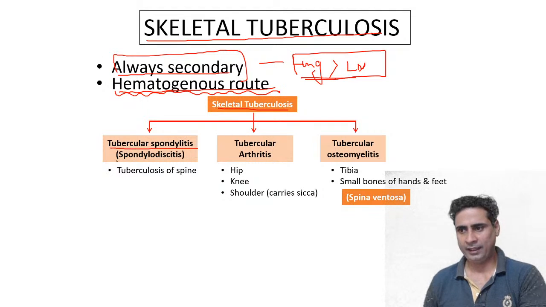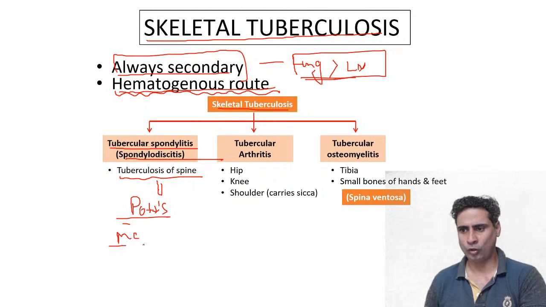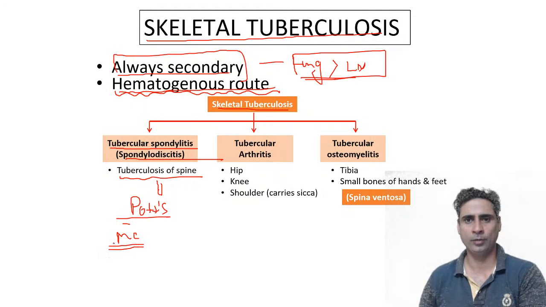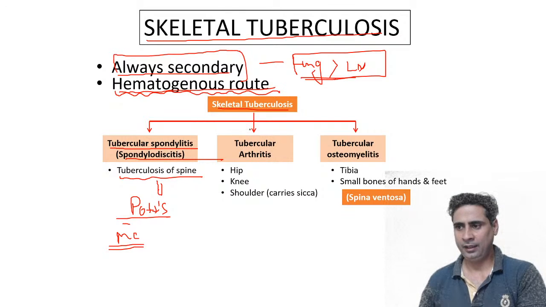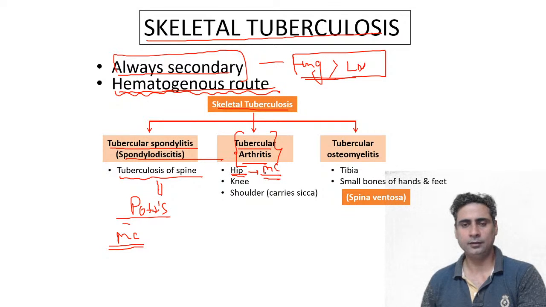Tubercular spondylitis or spondylodiscitis, that is tuberculosis of spine, also known as Pott's disease, is the most common type of skeletal tuberculosis. Second is tubercular infection of joint, known as tubercular arthritis. And amongst the joints, it is the hip joint which is involved most commonly. It can also involve knee joint and shoulder joint.